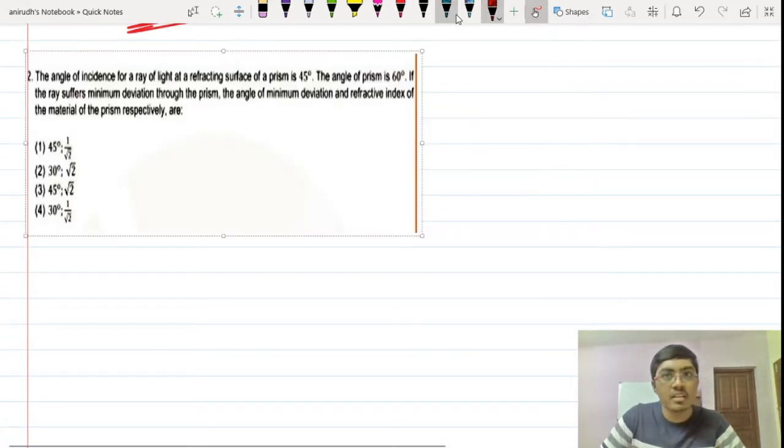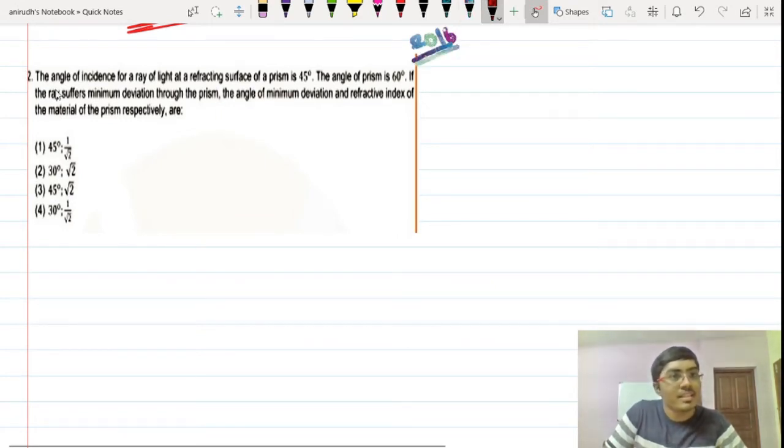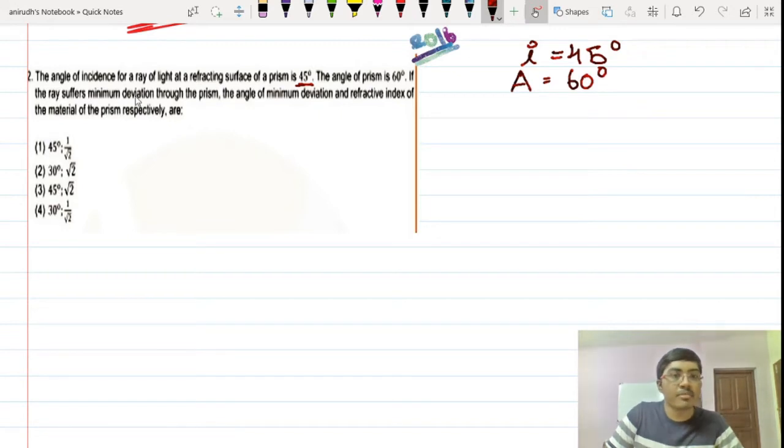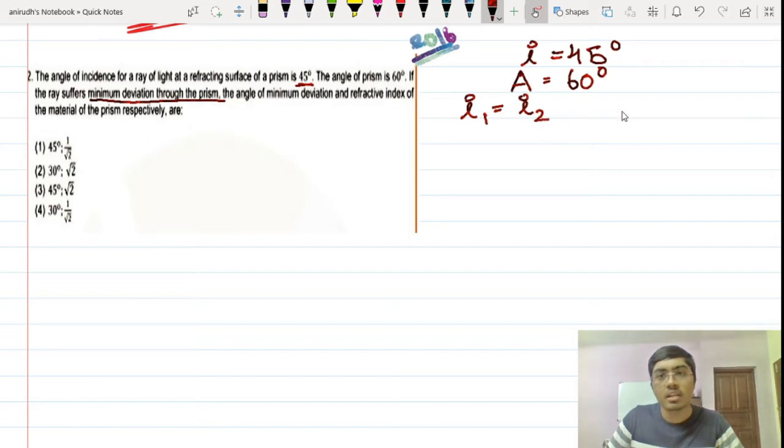This question I have taken from the 2016 paper, and let's read through this. The angle of incidence of a ray of light at the refracting surface of a prism is 45 degrees. So i, that is the angle of incidence, is equal to 45 degree. The angle of prism is 60 degrees, so A is also given to be 60 degree. And the ray suffers minimum deviation in the prism, so the condition of minimum deviation is put into picture over here. We know the condition of minimum deviation: i1 is equal to i2, and also r1 is equal to r2 is equal to A by 2.